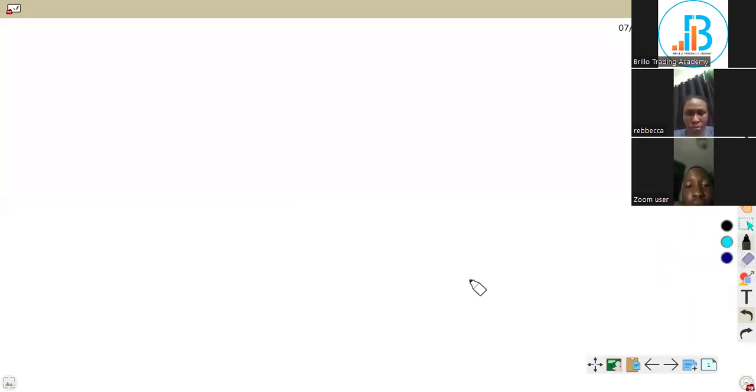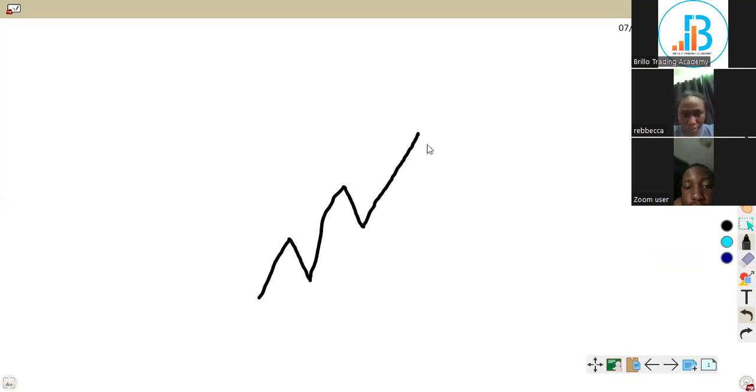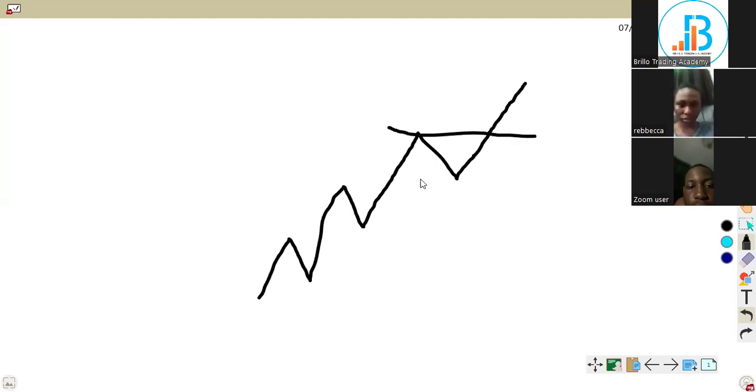So I'm going to start with the uptrend. For an uptrend, which has a formation of higher highs and higher lows, there are important key levels you need to pay attention to. The key levels are the previous high and the current higher low.